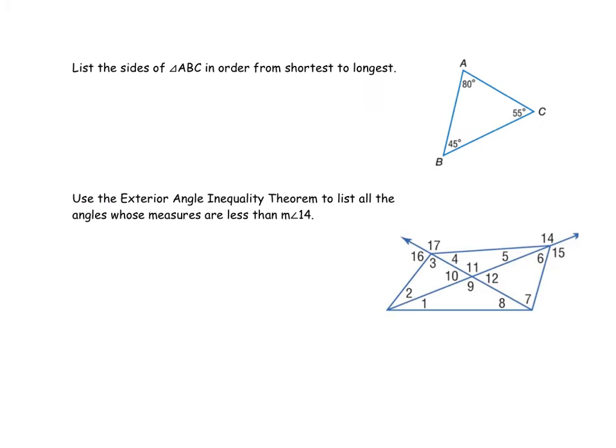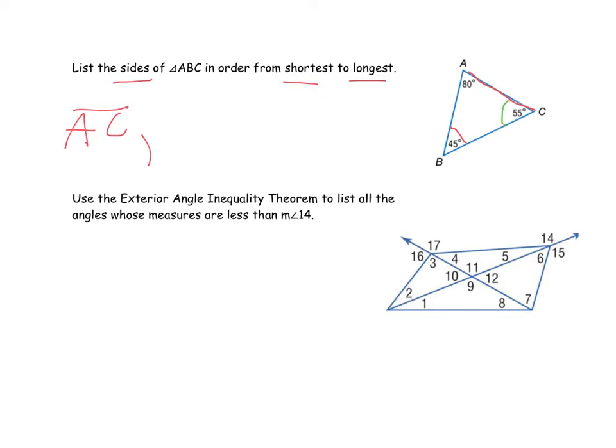Okay, this one, let's go ahead and look at this one. This was that example I was talking about that deals with the angles. So we're going to label the sides based on shortest to longest. Well, the shortest side is going to be opposite the shortest angle. The shortest angle is angle B. Opposite that angle is segment AC. So AC is going to be my shortest segment.